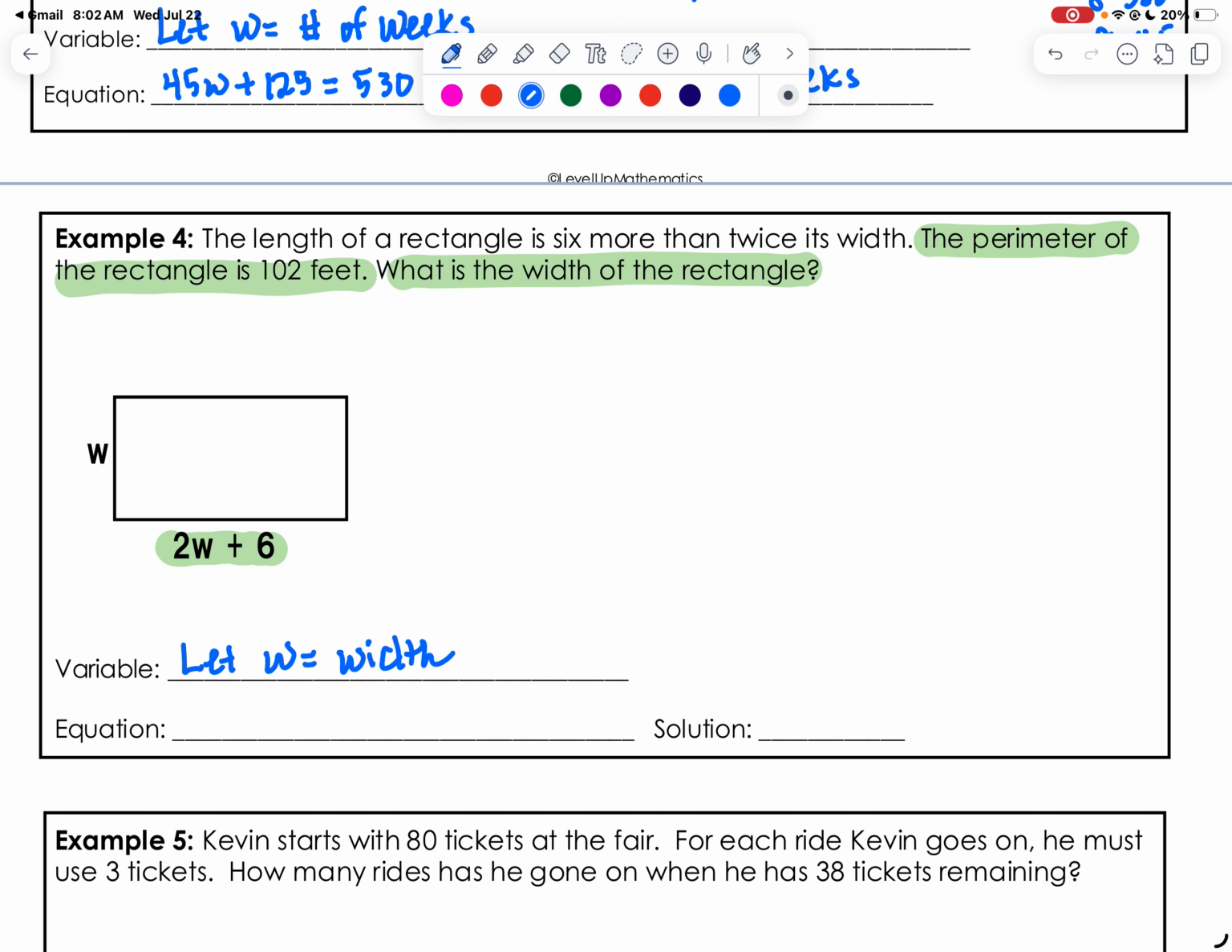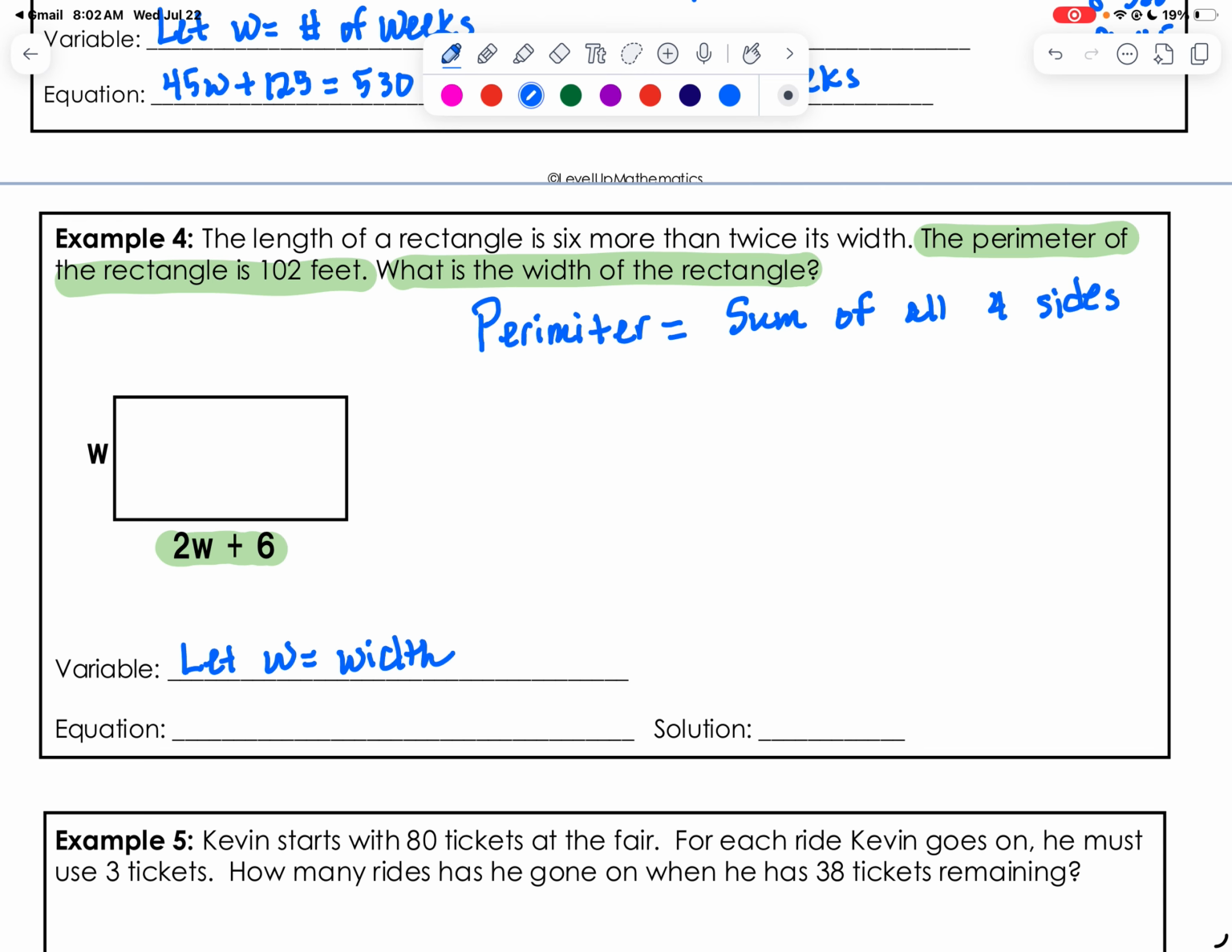So the perimeter of any shape, wait, I cannot spell, the perimeter is equal to the sum of all 4 sides.